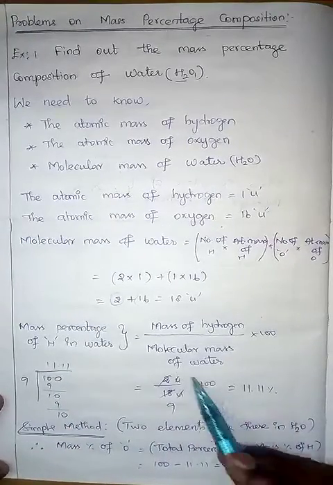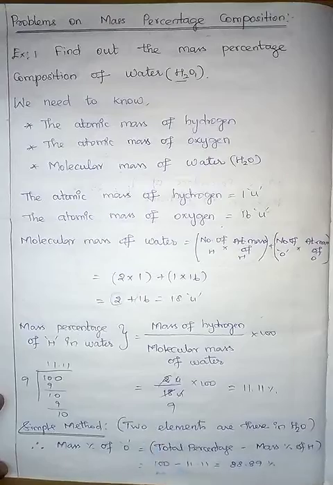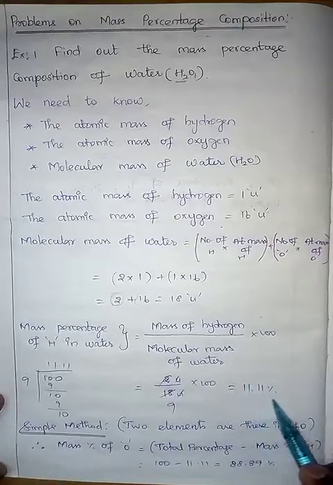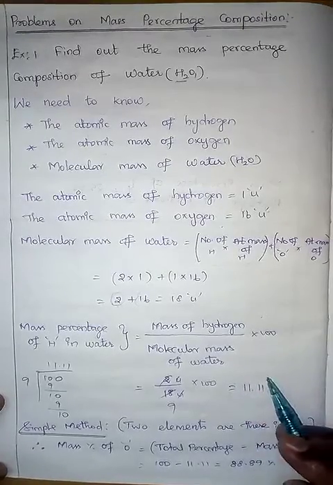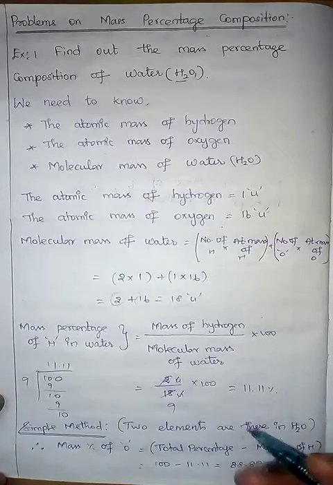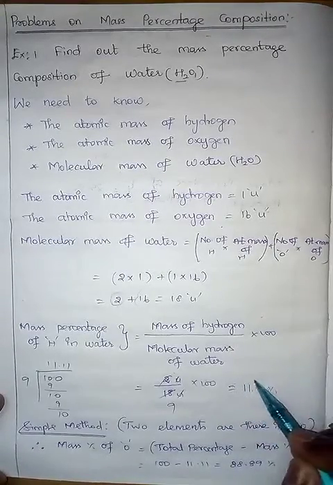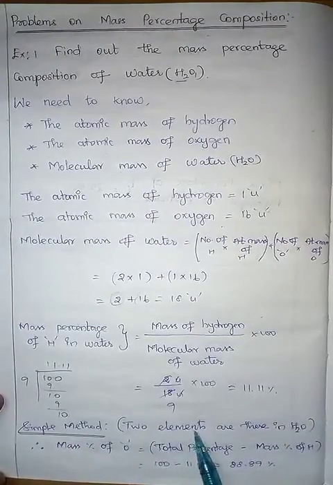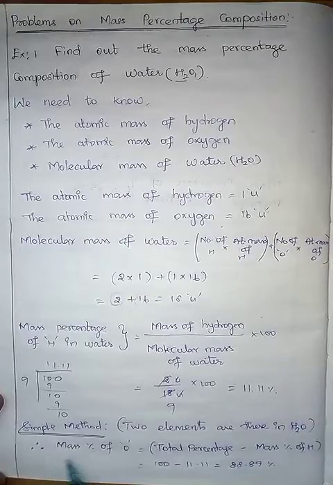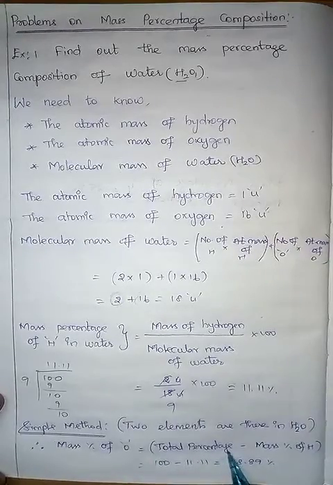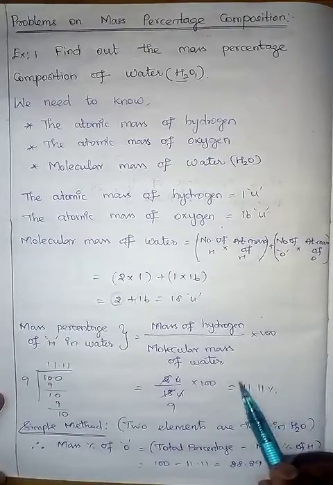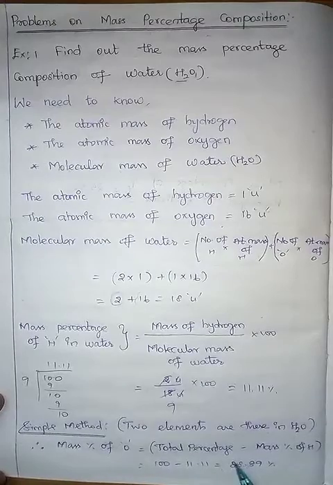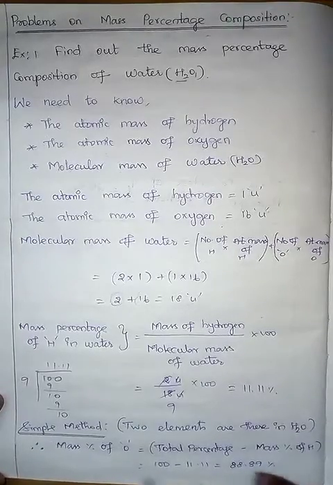As I told you, if there are 2 elements present in a compound, in water we have only 2 elements. If we calculate 1 percentage, the other we can easily calculate by subtracting this value from 100. Right? The method is very simple. 2 elements are there in water, right? So the mass percentage of oxygen is total percent minus the mass percent of hydrogen, because the hydrogen percentage we have calculated. So what is the total percentage? 100 minus 11.11. The answer will be 88.89%. That is the mass percentage of oxygen.